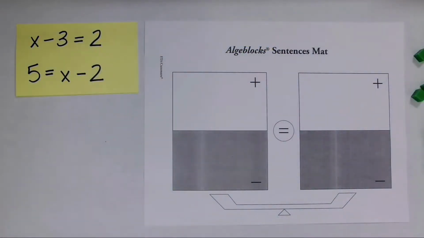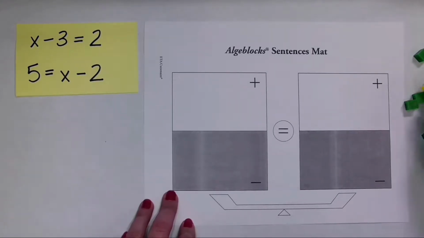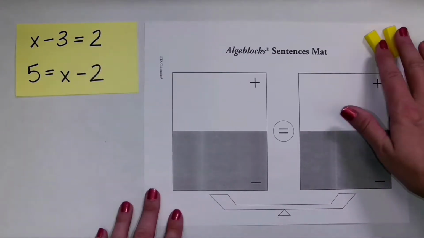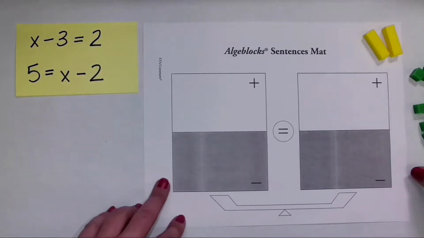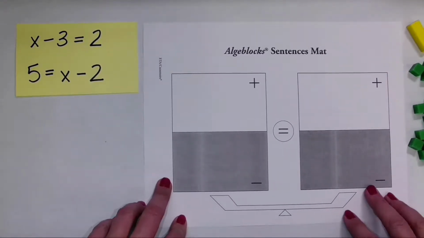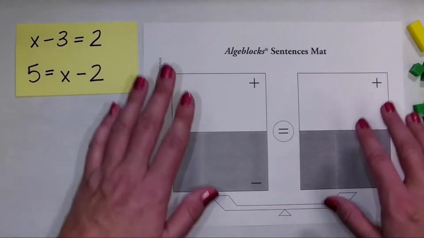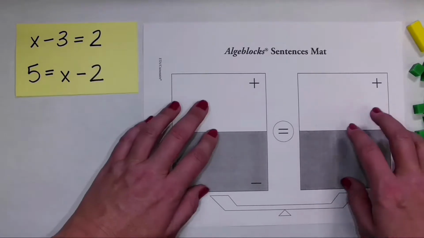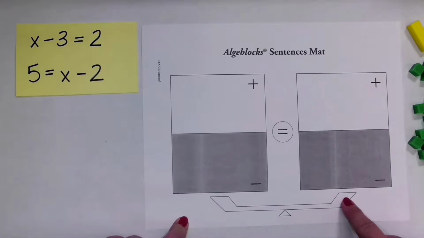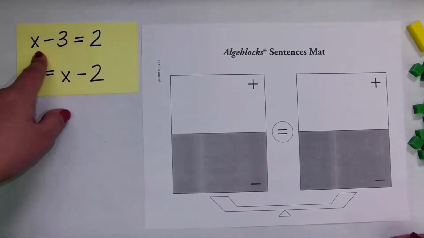As I'm using my Algeblocks, I have a few things. With my Algeblocks, these yellow rods represent my variable. Today I'm going to use those to represent x, but you could use them to represent any variable that you want. And then my green cubes represent my constant. Each of these has a value of 1. We are going to solve these equations here, and because I have an equal sign and I need to balance the sides of the equal sign, I use this Algeblock sentences mat. It has an equal sign in the middle, and it also has this little balance down here that helps me remember we need to balance the sides of the equation. So let's go ahead and get this set up.